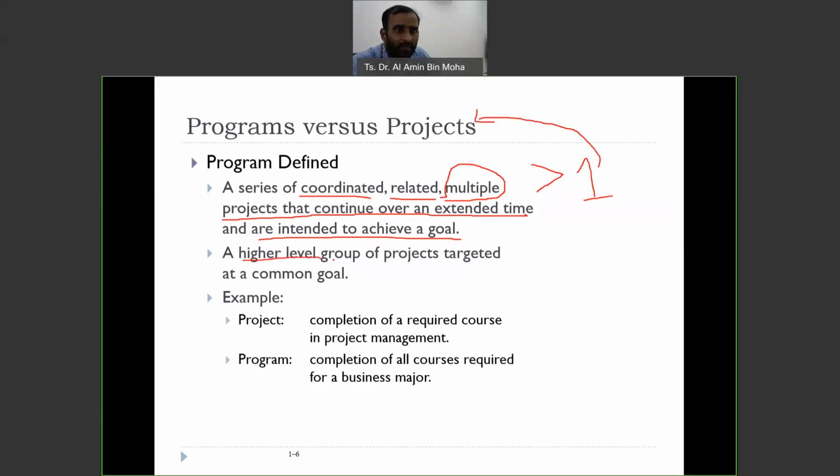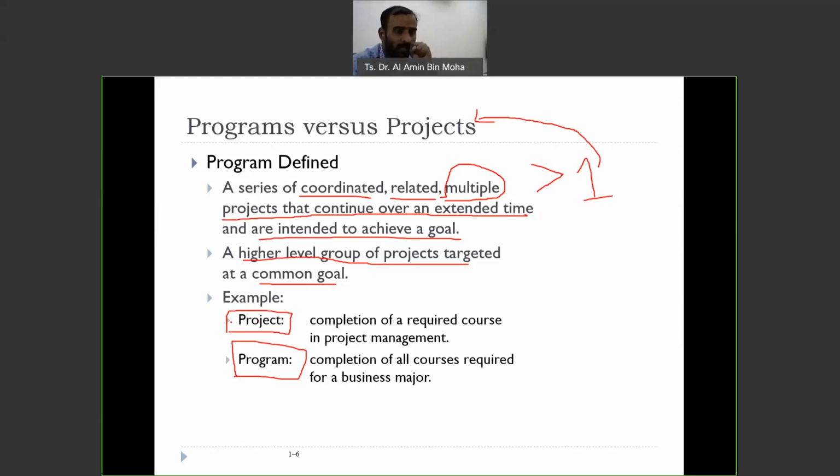It's a higher level group of projects targeted at a common goal. So maybe the easiest example: if you are doing your bachelor degree in manufacturing engineering or in electrical engineering, you can assume that your degree is the program. Okay, that's the program.